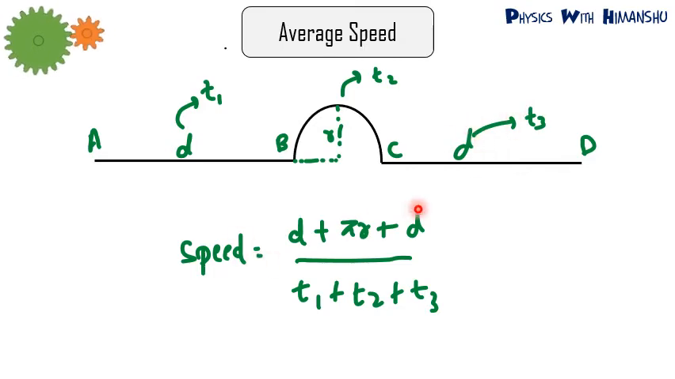So speed is total path length divided by total time. So total path is D plus pi r plus D. Total time is T1 plus T2 plus T3. So this is how we have to calculate speed when a person travels from a certain point to another certain point.